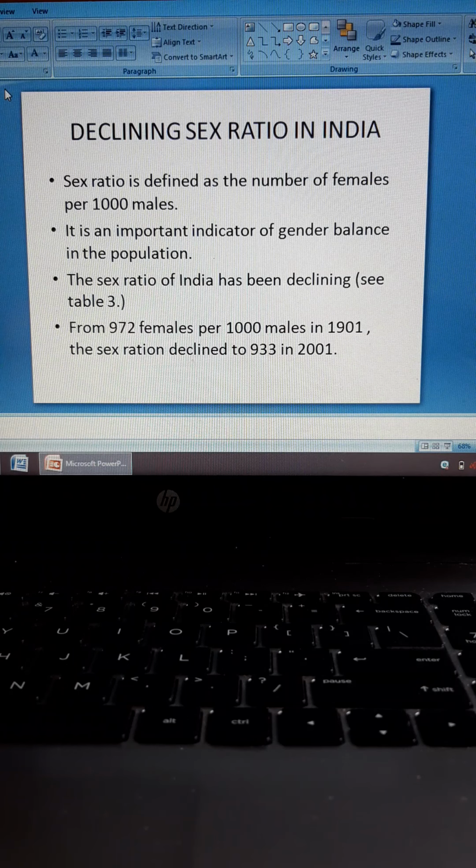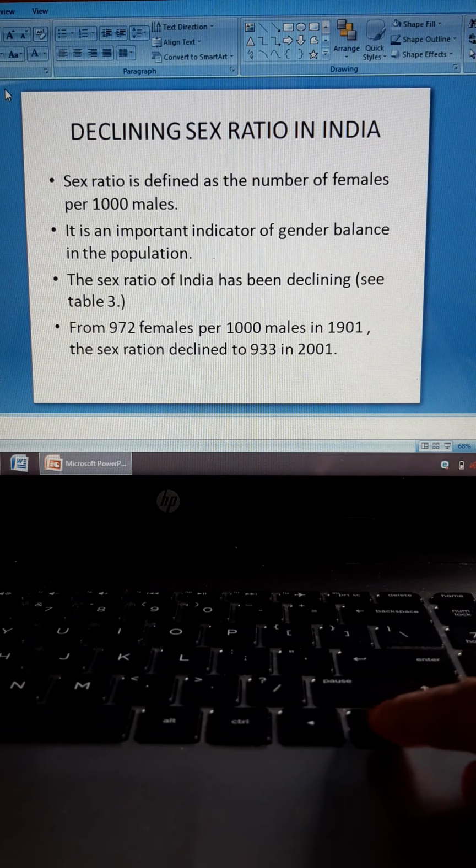Please follow the table. I cannot show you the table here, so please follow table number 3. The number of females in India has been declining. That is why the sex ratio is declining. From 972 females per thousand males in the year 1901, the sex ratio declined to 933 in 2001. Please remember the numbers, it is important. So it has been declining.